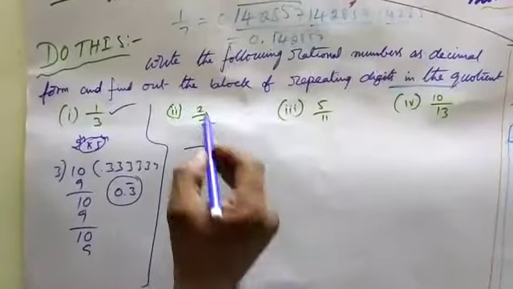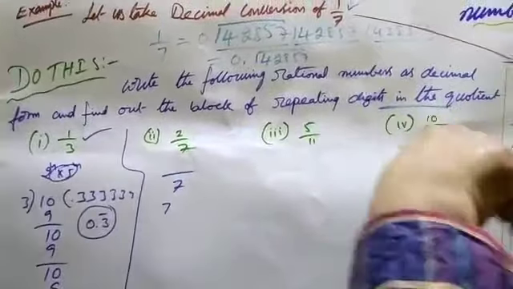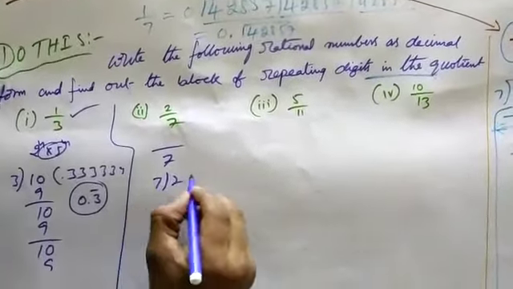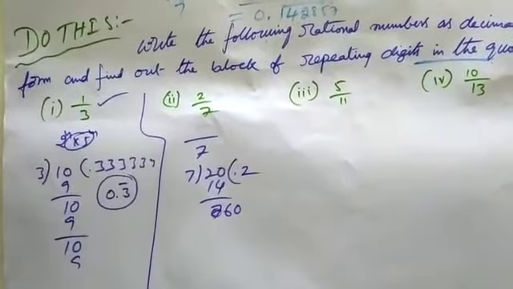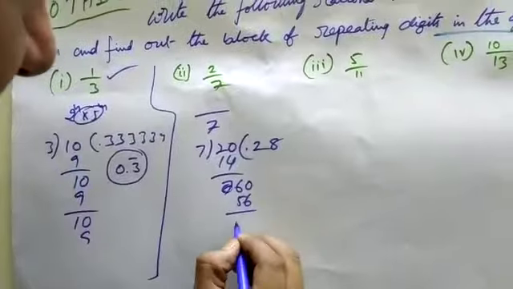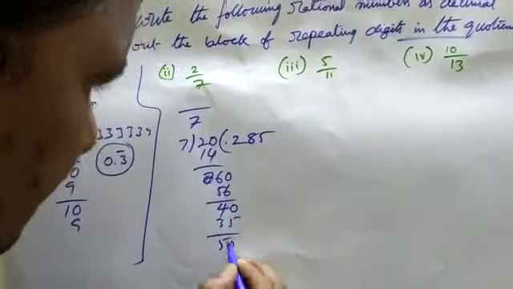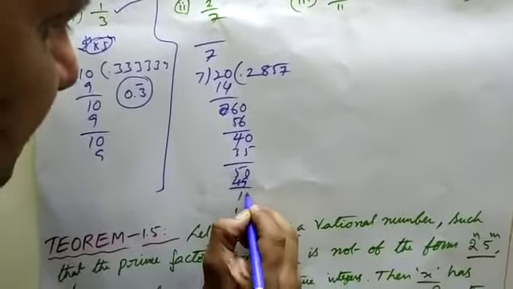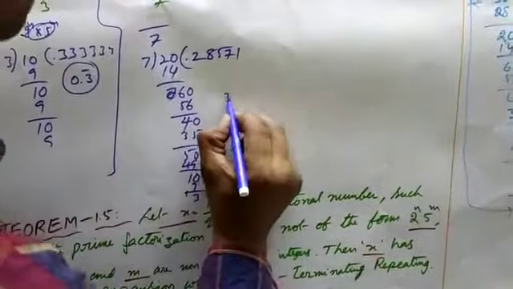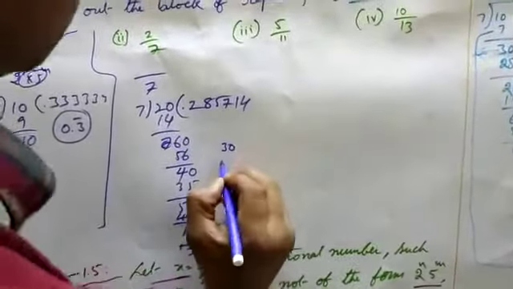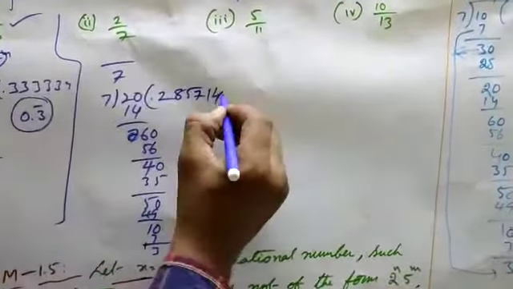Write the following rational numbers in decimal form and find the block of repeating digits in the quotient. 7 into 2: 2 is smaller, so take point 0. 7 twos are 14, remainder 6, 0. 7 eights are 56, remainder 4, 0. 7 fives are 35, remainder 5, 0. 7 sevens are 49, remainder 1, 0. 7 ones are 7, remainder 3, that is 3 0. 7 fours are 28, remainder 2, 0. Then 7 twos again.